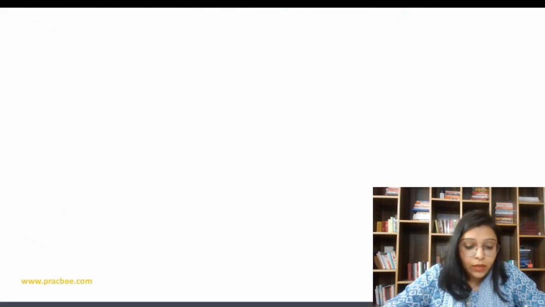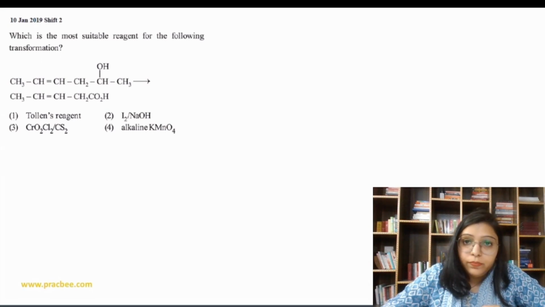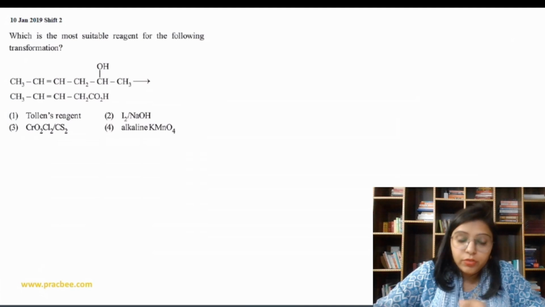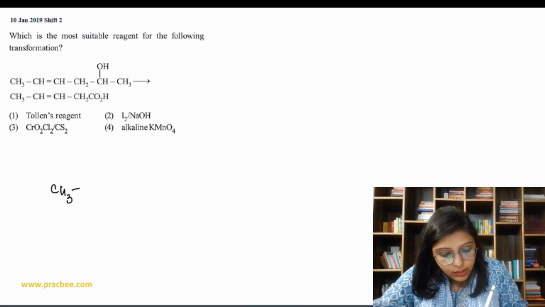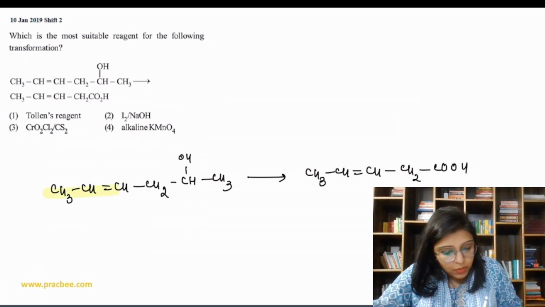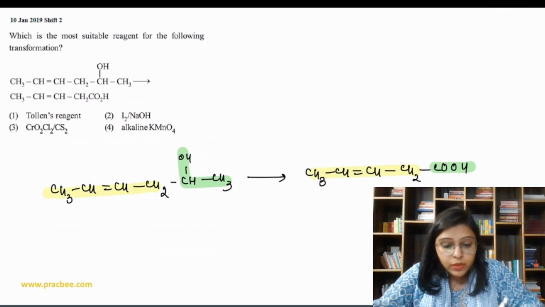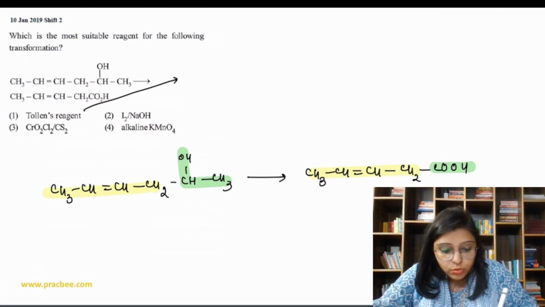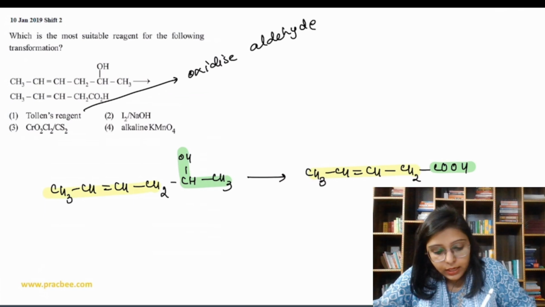Clear? Okay. Now moving on to the next question. Which is the most suitable reagent for the following transformation? So we have CH3, CH, double bond CH, then CH2, CHOH, CH3. Now this is converted to CH3, CH, double bond CH, then CH2, COOH. So this part is same, right? So it means this whole part is converted to this one. Okay. So basically, Tollens reagent is used to oxidize aldehydes. Oxidize aldehydes. So first, incorrect.